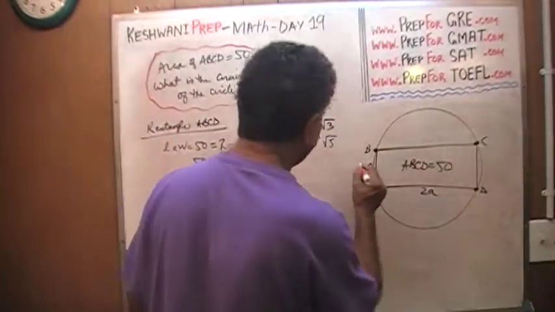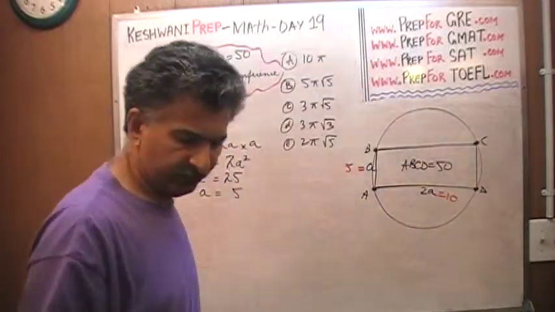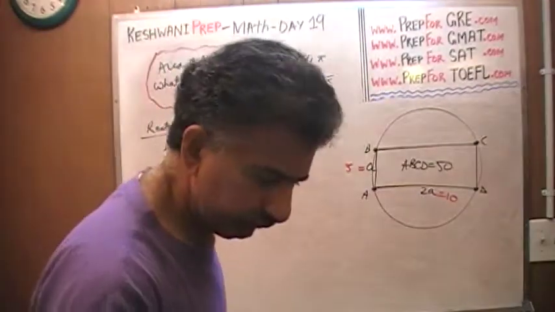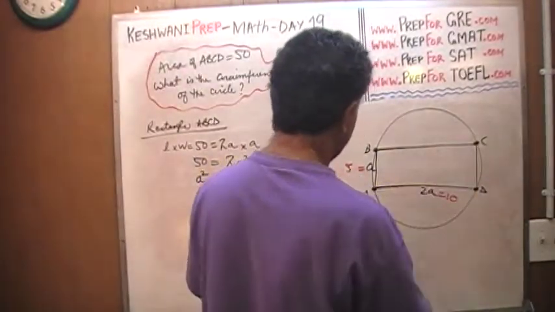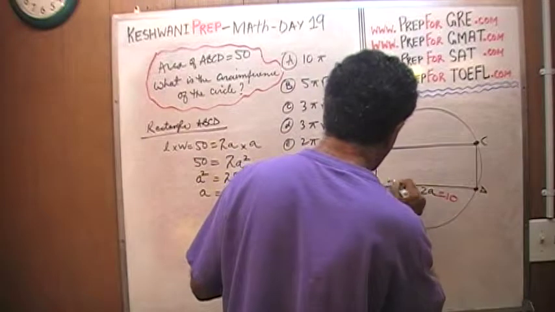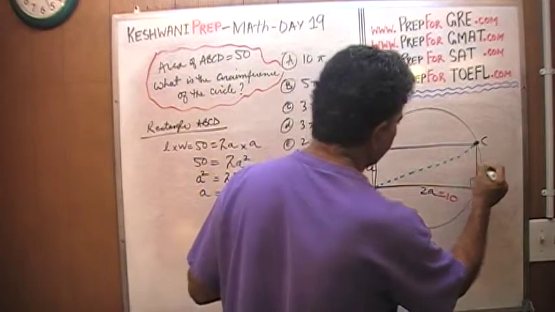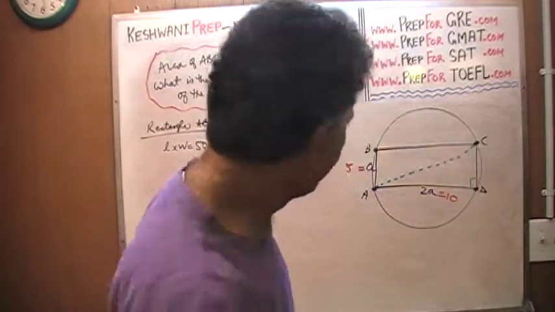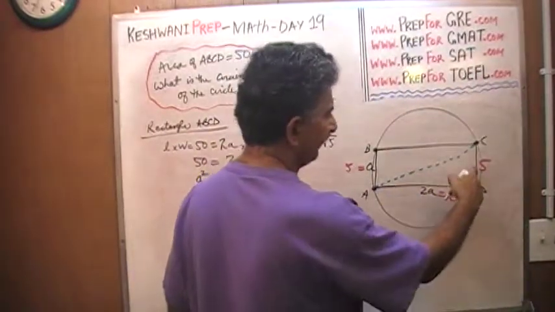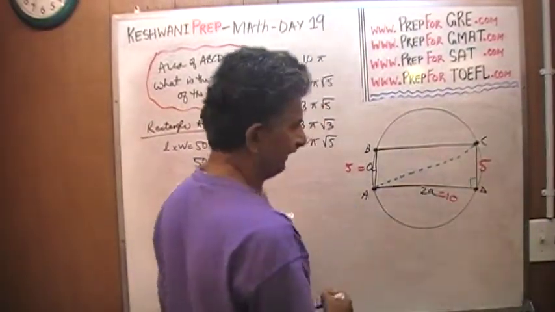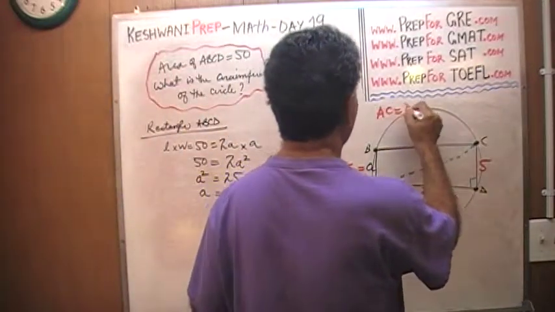This is 5 and this is 10. The rest is very simple, very straightforward. Now what we have is a right angle triangle, a simple right angle triangle in which one side is 10, the other side is 5. This side is 10, that side is 5. A to C is the hypotenuse, which is also the diameter. A to C is the diameter.